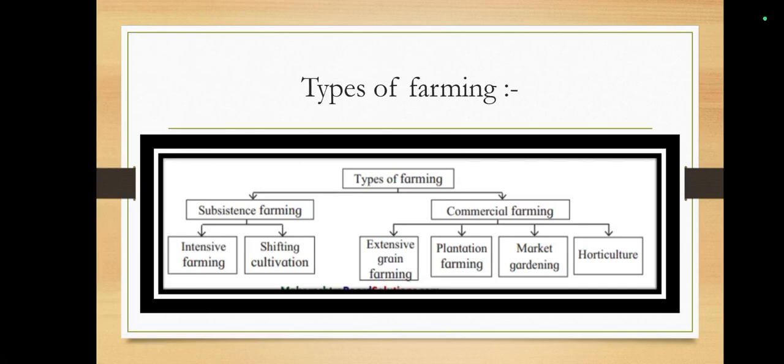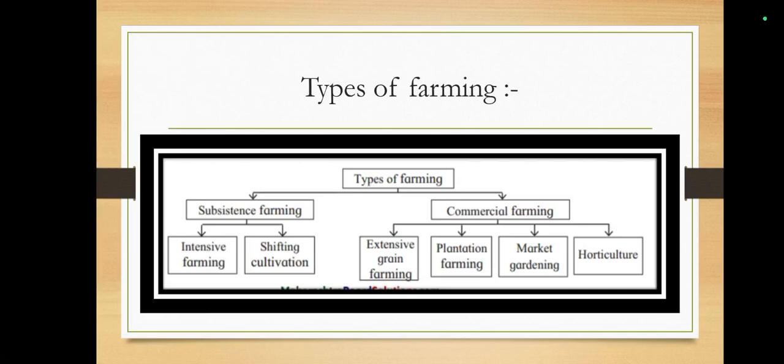Types of farming. Different types of agriculture have evolved due to geographical and cultural diversity and technological differences in different regions. The type of farming depends upon the purpose and aims of the methods of farming, the crops being cultivated, the techniques used, and land use. First is subsistence farming. What is subsistence farming? Intensive farming and shifting cultivation are the two types in traditional farming.